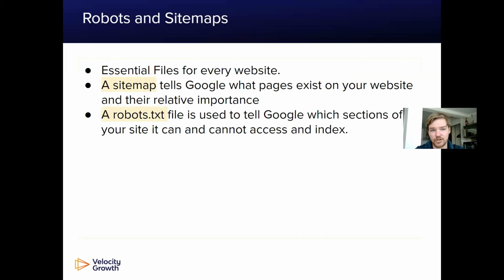Moving on. So again, a recap of what I've just said: a sitemap tells Google what pages exist on your site and their relative importance. And a robots.txt file is used to tell Google which sections, or at times specific pages, of your site it can and cannot access and index. Basically, if it's not included in the robots file, it will by default be considered allowed. If it is included as a disallow, it's not. You can specify allow, I believe, in your robots.txt file, but it's so uncommon and unnecessary for most sites that I wouldn't recommend getting bogged down in it.